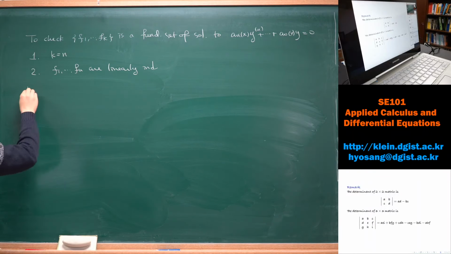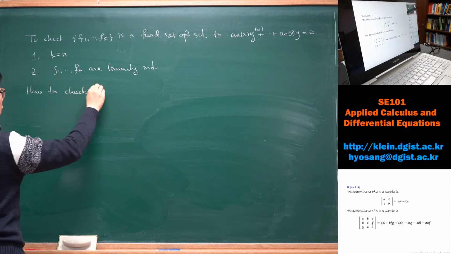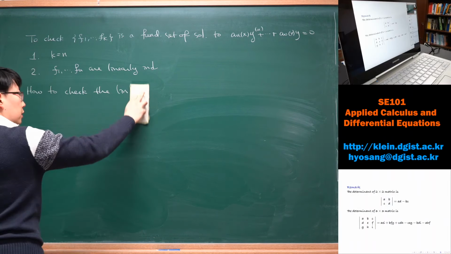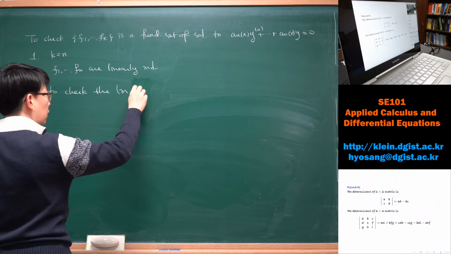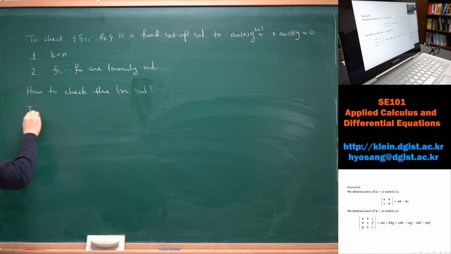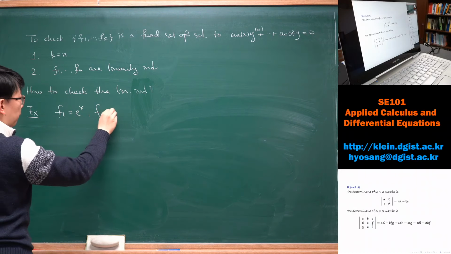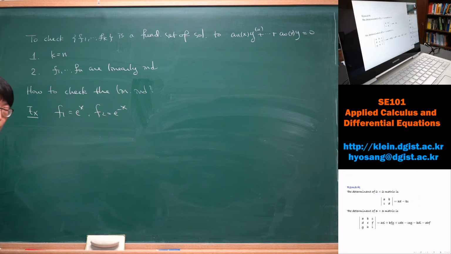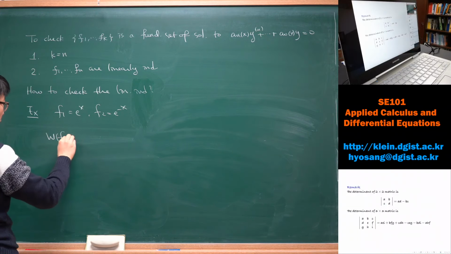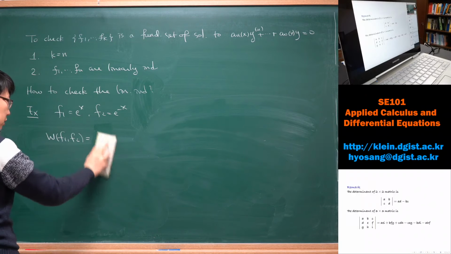So how to check the linear independency? For example, let's start from the previous example. We have 2 equations. The Wronskian of these 2 functions is the determinant.